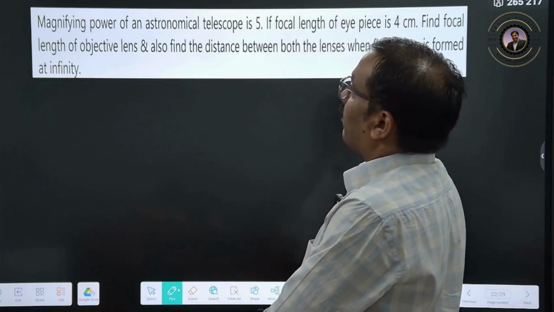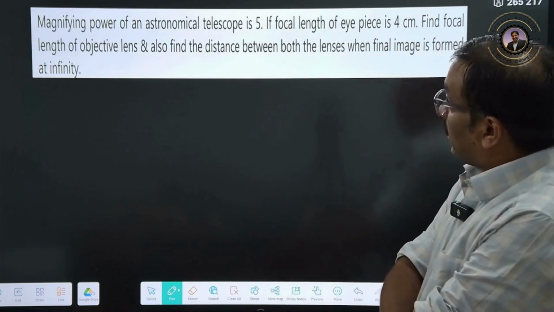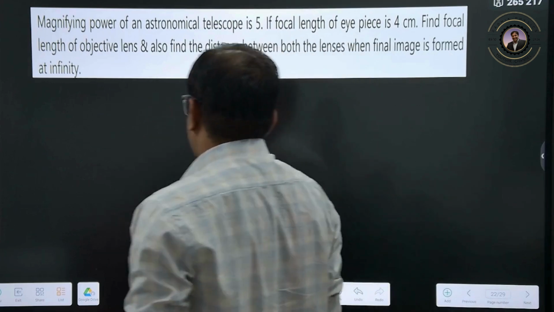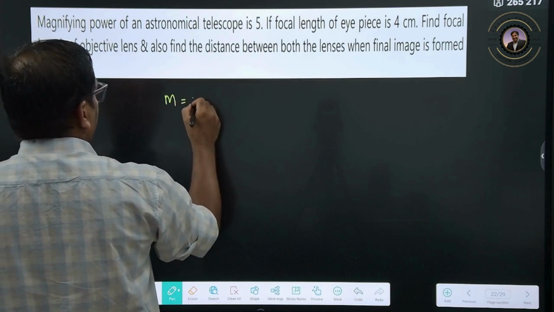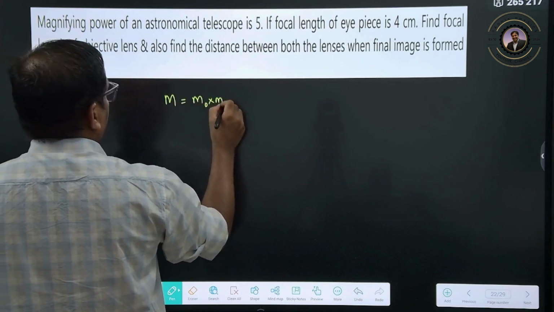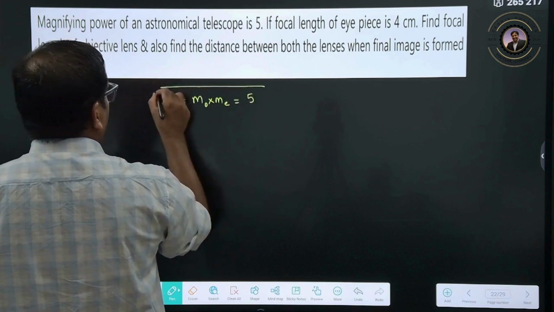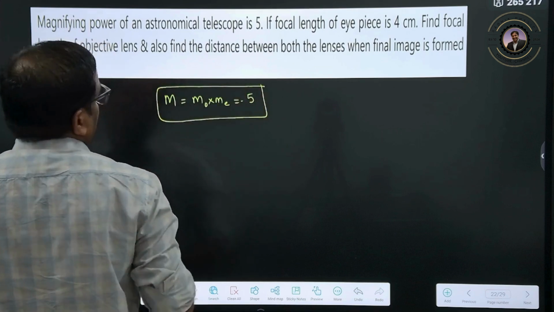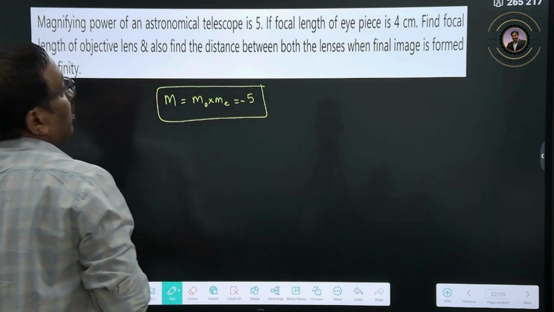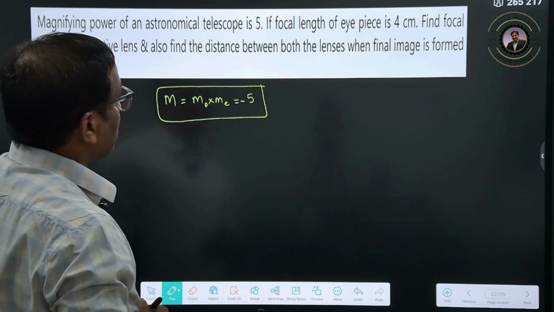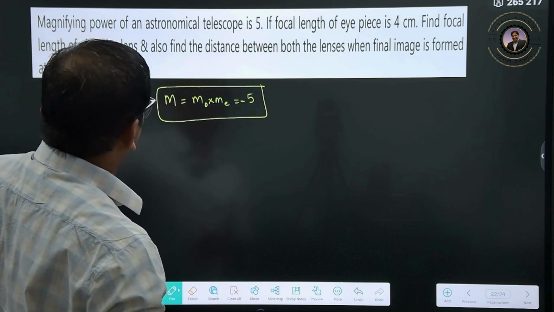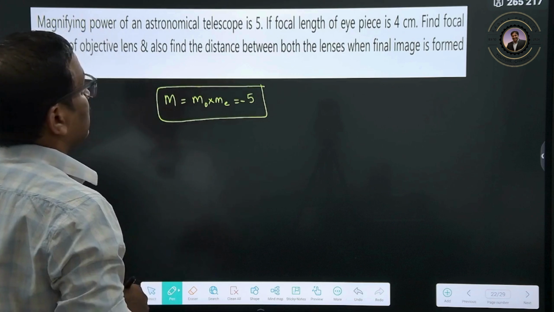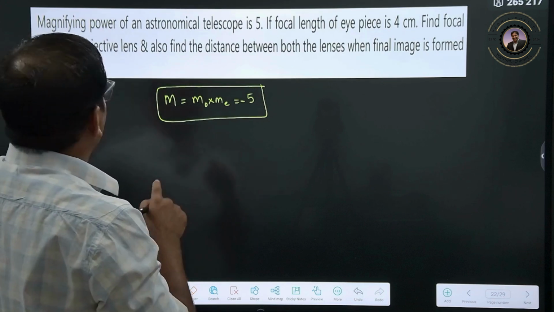The magnifying power of an astronomical telescope is 5. Magnification, M_O into M_E, will be equal to 5, actually with a minus sign. If the focal length of the eyepiece is 4 centimeter, find the focal length of the objective lens and also find the distance between the lenses when the final image is formed at infinity.